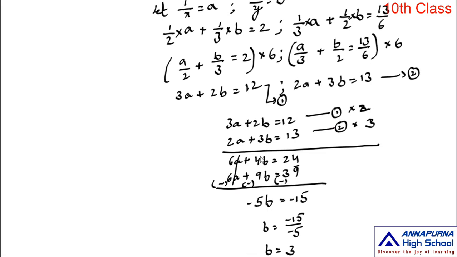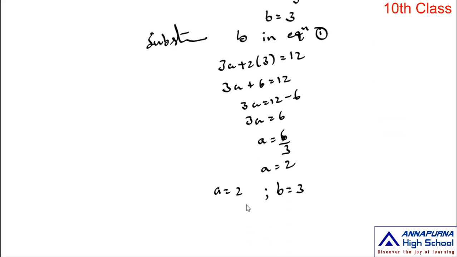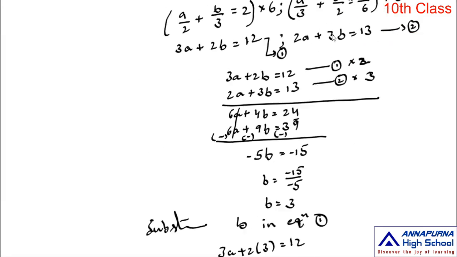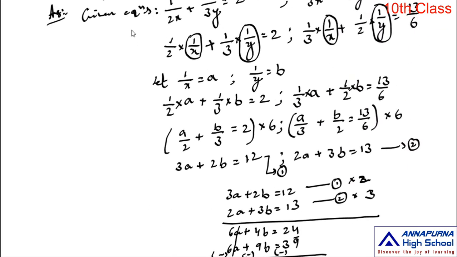How? In the beginning of this question we took 1 by x as a, and a is equal to 2. So that means 1 by x is equal to 2, and b is equal to 3. So b means 1 by y, so 1 by y is equal to 3. Then x is equal to 1 by 2. And 1 by y is equal to 3, then y is equal to 1 by 3. So these are the required solution of the given two equations.